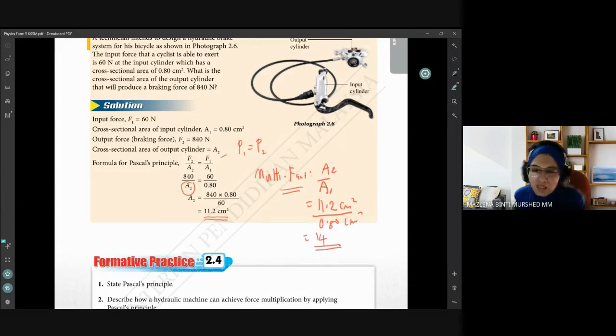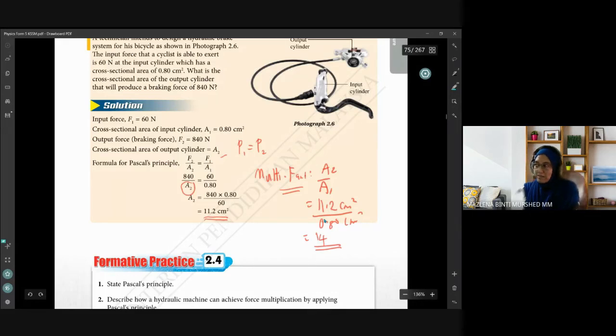Apa tajuk dia? Magnification. Ada tak belajar magnification? Ya ke term dia magnification? Saya tak tahu. Tapi kalau dalam tajuk optik kan kita belajar magnification factors kan? So magnification factors tak ada unit. Kita tengok ratio antara focal length of objective lens and eyepiece lens kan? So tak ada apa-apa unit lah. Right?